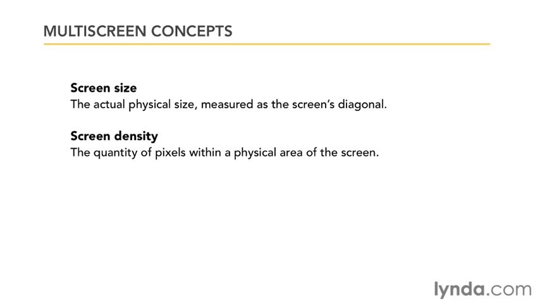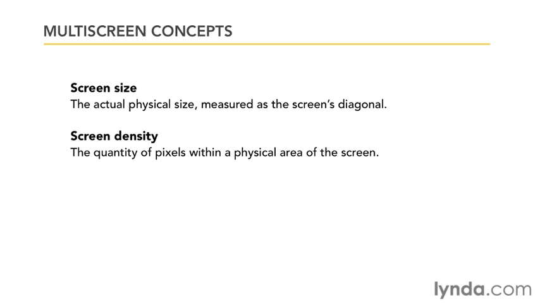The first is screen size, and this is simply the physical size of your screen. So if you start in the lower left-hand corner, measure to the upper right-hand corner, that is the screen size. Screen density is simply if you take an inch of your screen, how many pixels actually make up that inch. And obviously the higher the number, the higher the resolution and the better it looks. And this is often known as DPI, or dots per inch, or in this case, PPI, pixels per inch.